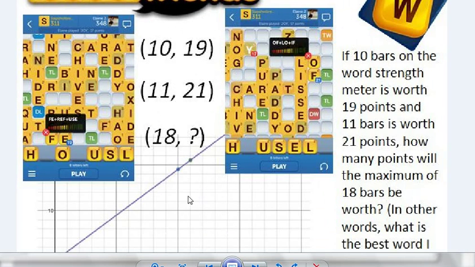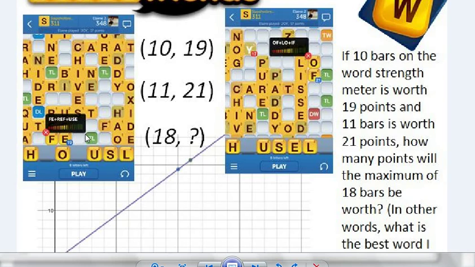Here you go. Does anyone ever play Words with Friends? Yeah, all right. A couple people. Used to be an addiction of mine for quite a while. The thing that would kill me is the word strength meter, because it would tell you this word is worth so many points. Now I think there was like 18 bars that you could light up, and 18 bars would mean you got the whole thing. You nailed it.